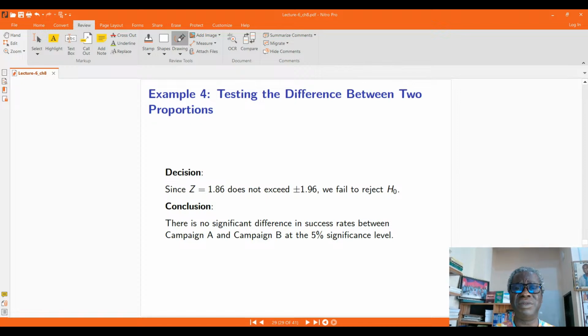And so our Z is 1.86. Our critical value is 1.96.